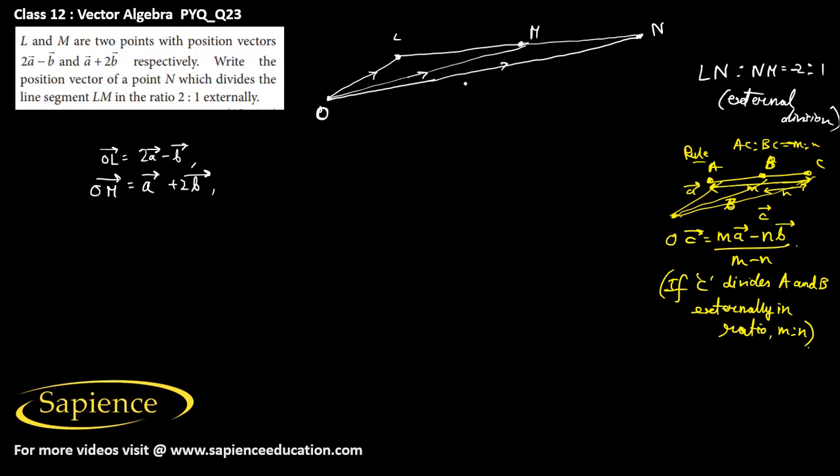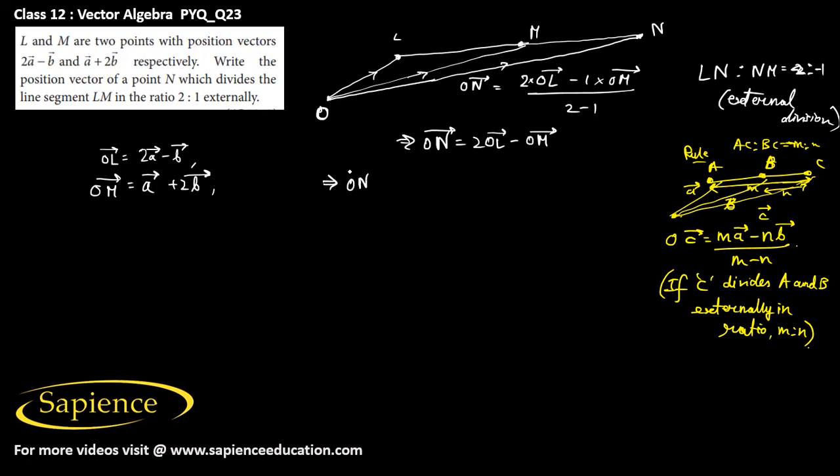So this is ON vector. Therefore LN is to NM, that is 2 is to minus 2:1. So we can write 2 is to minus 1 also. So it would be 2 into OL vector minus 1 into OM vector divided by 2 minus 1. So therefore ON vector would be equal to 2 OL vector minus OM vector.